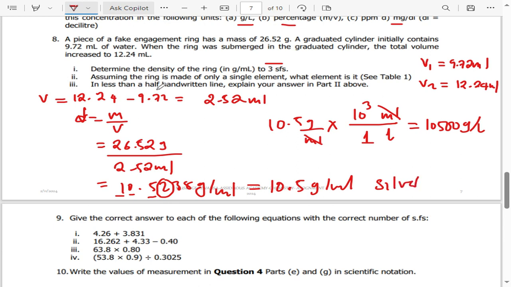In less than a half handwritten line, explain your answer in part 2. Now, why have we said that this element is silver? The calculated density matches with the density of silver that is known, indicating that the ring is silver. Alright, so that is it.